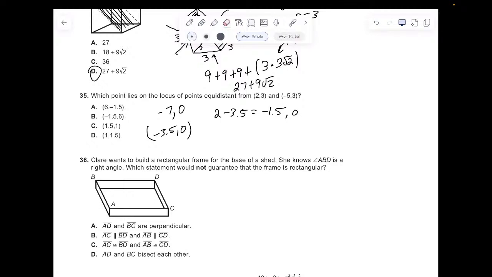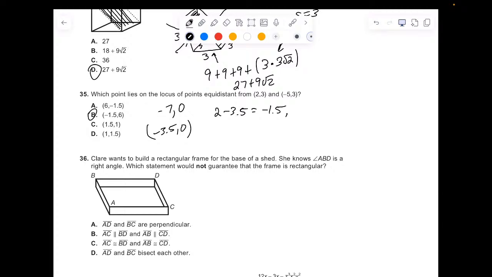Oh, whoops. What? I don't understand. I got -1.5, so I'm just going to stay with that. I think I got that one wrong.